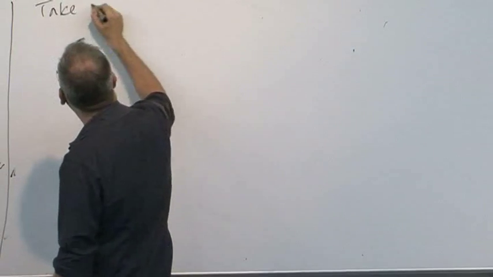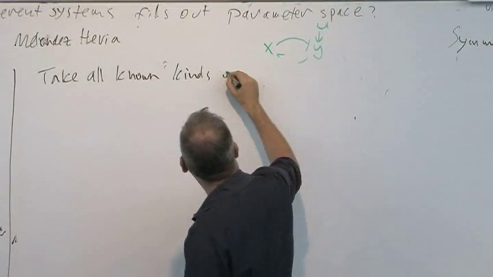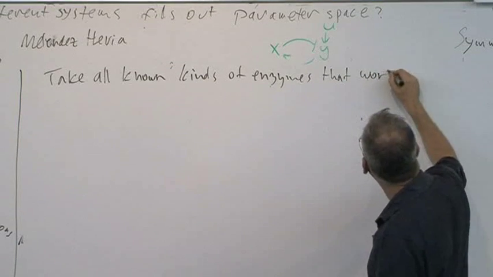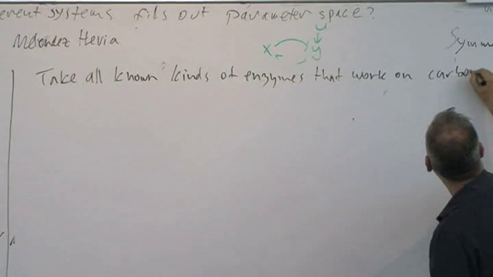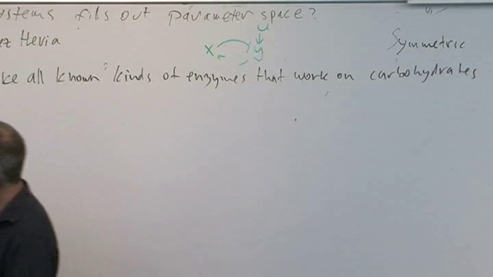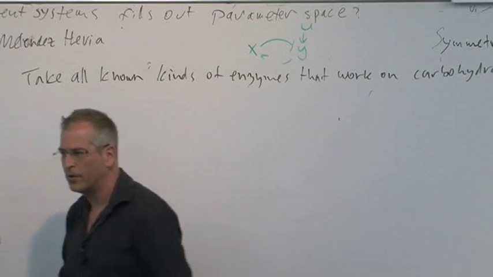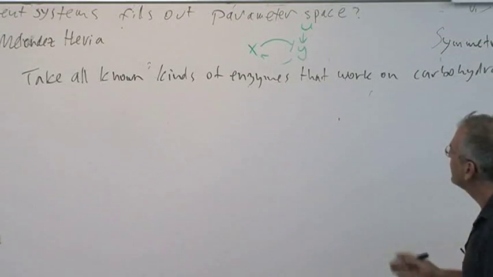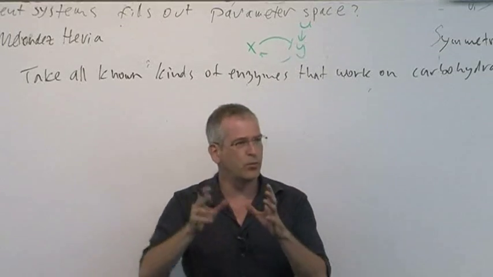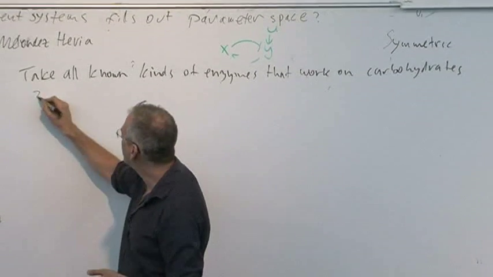Take all known kinds of enzymes that work on carbohydrates. So here, in this central metabolism, there's no nitrogen and no sulfur. So it's, again, a simplification. Just carbon, phosphorus, oxygen, hydrogen. And it turns out there's something called enzyme classification, EC 1.1.3. Those of biologists know this. So it turns out there's only 30 kinds of reactions.